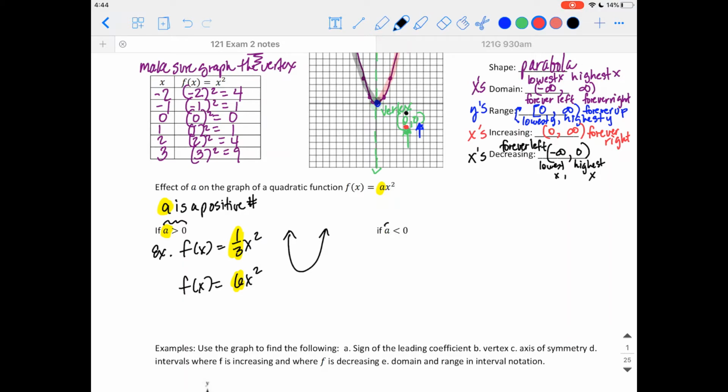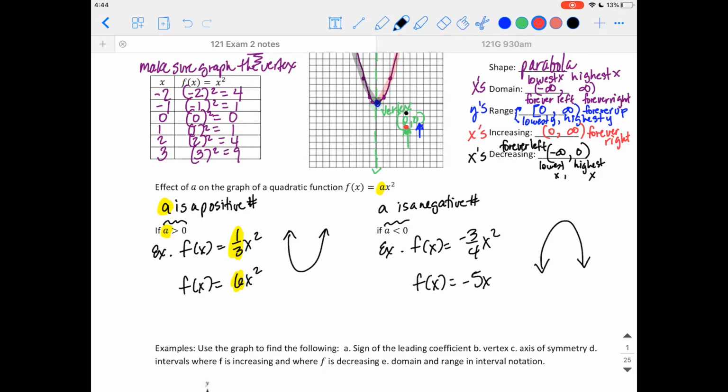And so the next scenario is a is less than 0. That means that a is a negative number. Then our parabola is going to be upside down, or downwards. Again, examples: f of x is equal to negative 3/4 x squared, or f of x is equal to negative 5x squared. Looking at these, the a's are negative. That's going to make our parabola upside down.